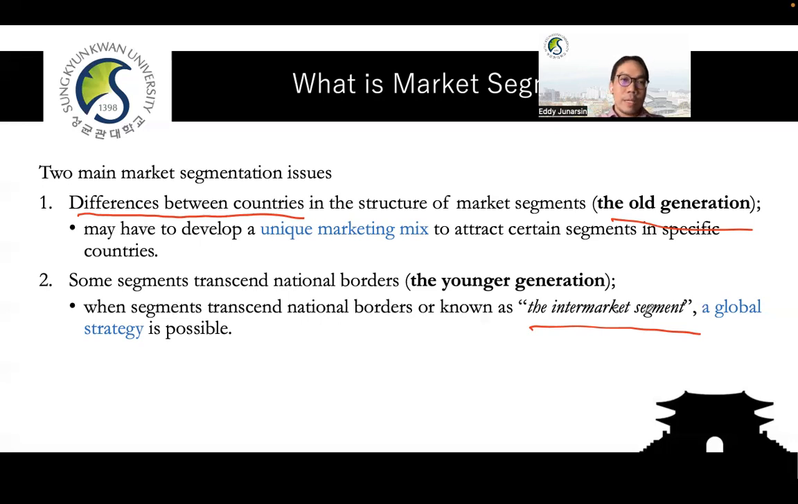So again, if segmentation is still different among the countries, then we might need a unique marketing mix. However, if the segmentation has become more and more unified in a certain region, then we might be able to use a global strategy, right? So again, it depends on the individual context of a product or a company.